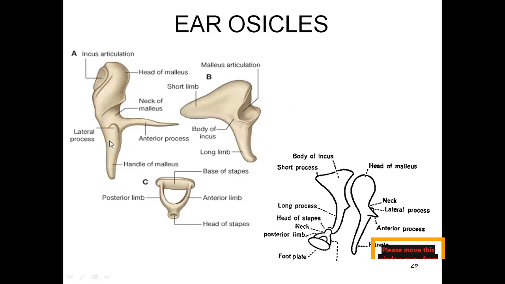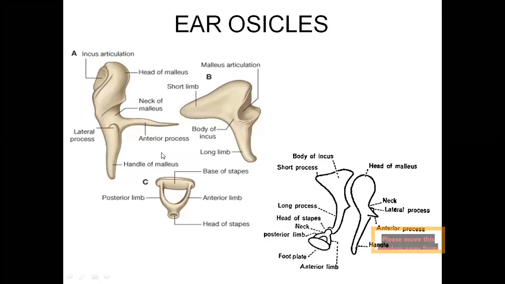Now coming to the contents of the middle ear. The ear ossicles that we have in the ear are three. MIS is the code, that is malleus, incus, and stapes. The parts of the malleus are: it has head, neck, then anterior process, lateral process, and handle.